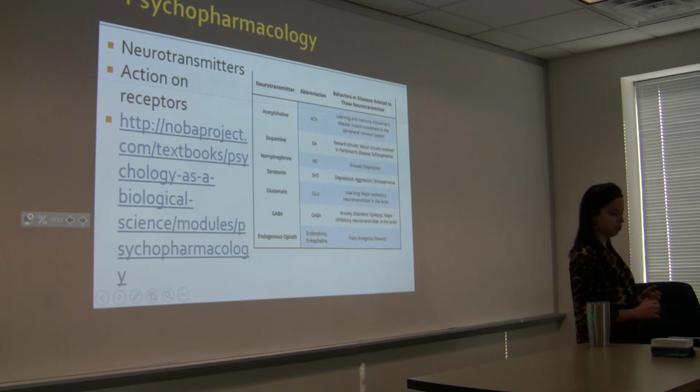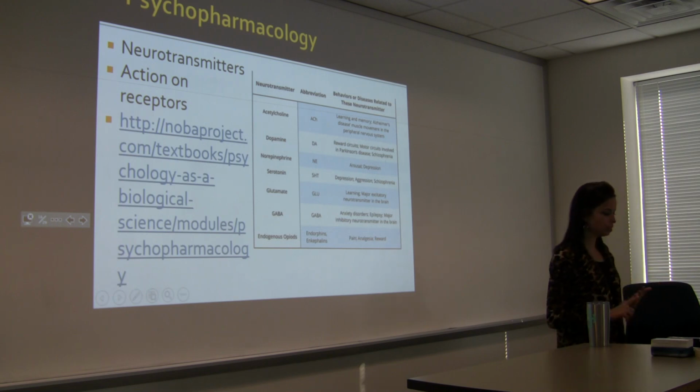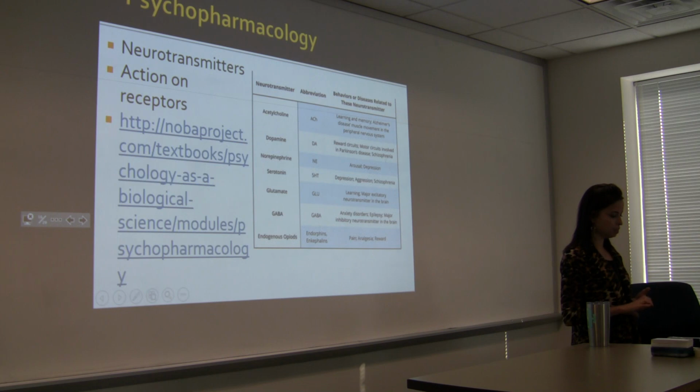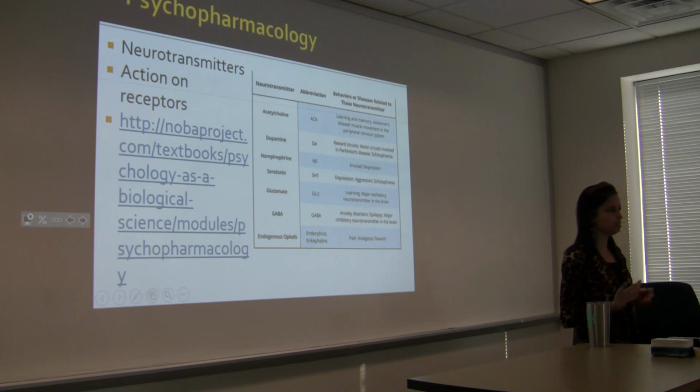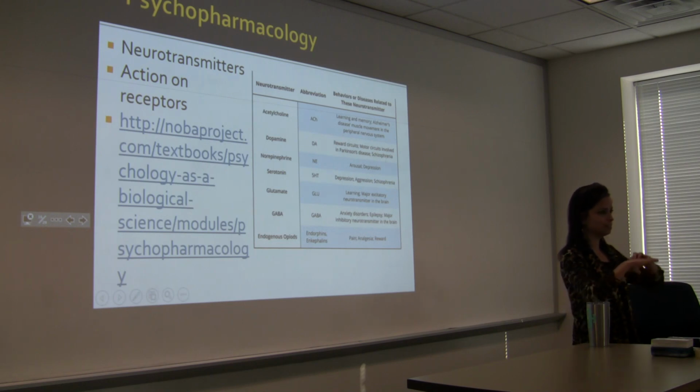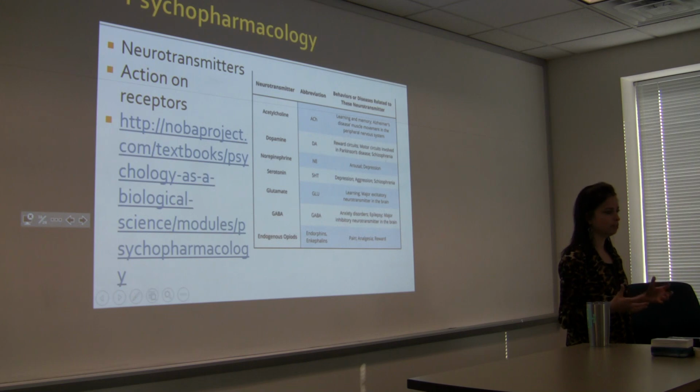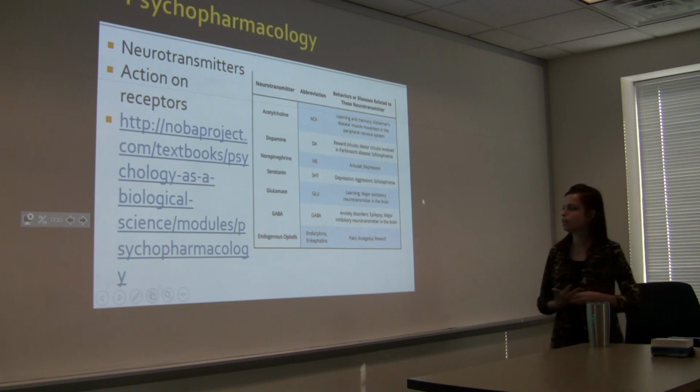Dopamine is involved in reward circuits, motor circuits, and Parkinson's disease, schizophrenia, and other mental health situations. Norepinephrine is involved in arousal and depression. Serotonin is also involved in depression. It's abbreviated as 5-HT, so if you come across that, it's 5-hydroxytryptamine. It's the structure of that molecule. It's involved in aggression and schizophrenia.